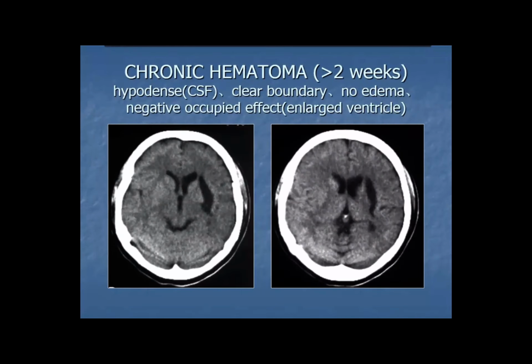The chronic hematoma, more than 2 weeks. The density is CSF density, hypodense, with a clear boundary, no edema, and no mass effect. The ventricle is enlarged. This is a chronic hematoma.